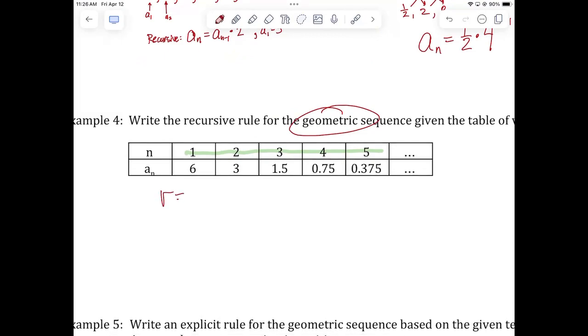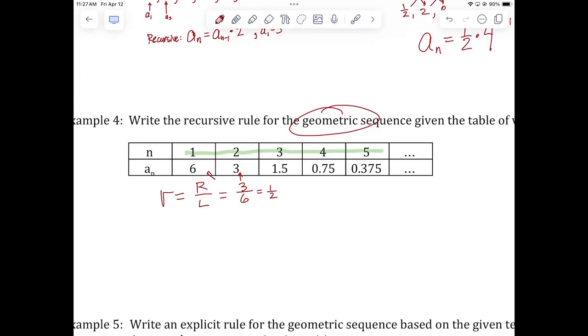So how do we find the ratio? Is it right divided by left or left divided by right? Does it matter which numbers I choose? No. Guess what I'm choosing? I'm choosing the easiest two. 3 divided by 6, which is what? 1/2. My common ratio is a half.